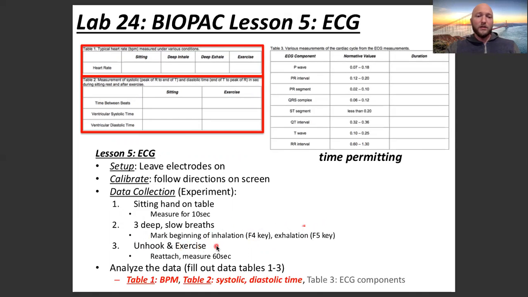We're then going to unhook them and have them exercise for 60 seconds, enough to make it so that they're breathing hard. And then we're going to hook them back up and reanalyze without the deep breaths, just hook them back up and see how the ECG changed. Is the ECG going to change if a person's inhaling or exhaling? If so, how? Is the ECG going to change before and then after exercise? If so, how?